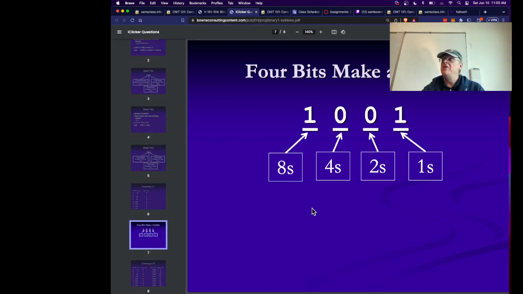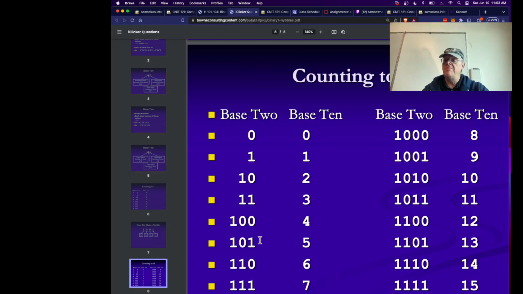And a nibble is 4 bits, half of a byte. So the one on the right is the number of ones, then you have the number of twos, the number of fours, and the number of eights. So this number is 9. 8 plus nothing plus 1. That's 9. And there are only 16 possible nibbles from 0 to 15, and here they are.